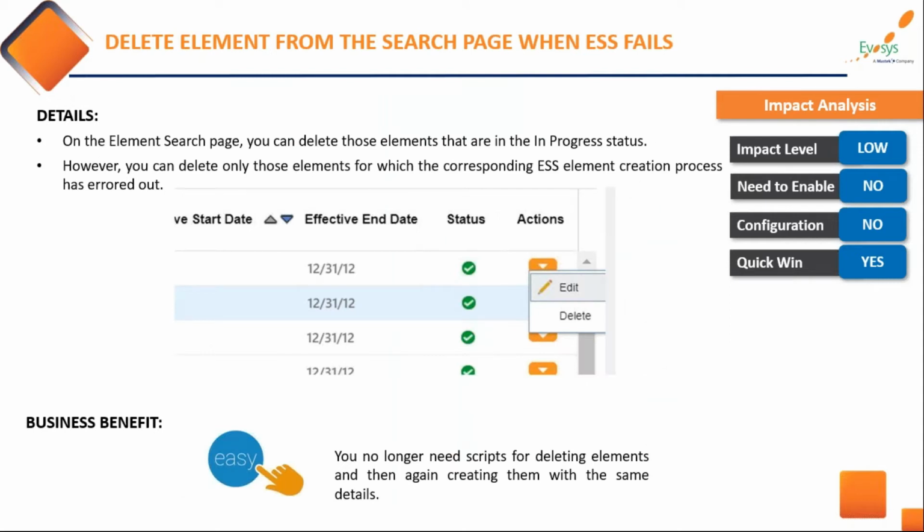The next one is more on the configuration perspective. Whenever we configure or create elements, there are some backend processes that run, called the ESS element creation process. Now in the earlier state, when these elements were created, and let's say the concurrent program behind errored, then we were not able to delete those elements without scripts. So we had to run scripts to actually delete them. But now on the element search page, if the ESS has errored out, you can simply click on actions and delete, and the errored element would be deleted.